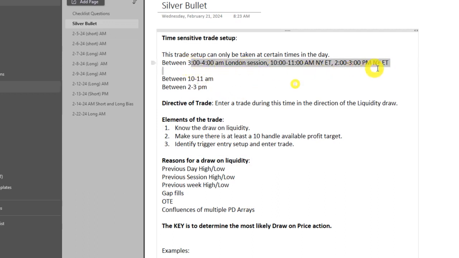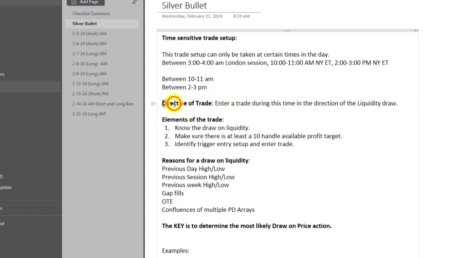Now, I am awake and ready to go at 10 a.m. So between 10 and 11 a.m. Eastern Time, New York City time, USA. And there's another hour between 2 and 3 p.m. New York City Eastern Time. So here's the sessions that I trade the silver bullet: between 10 and 11 a.m. Eastern Time and 2 and 3 p.m. Eastern Time, New York City Eastern Time.